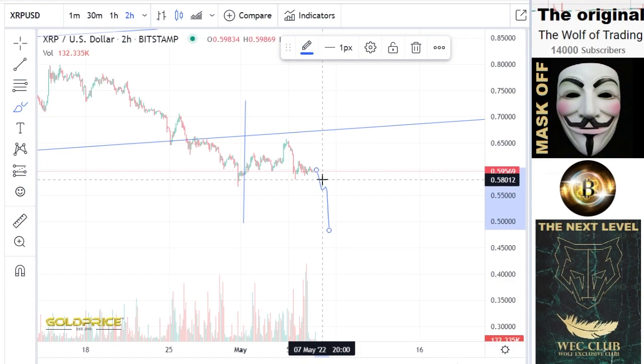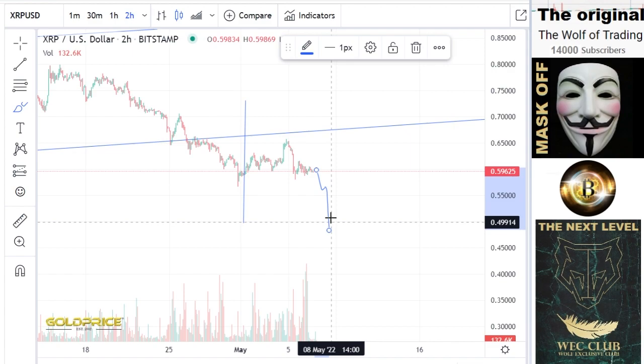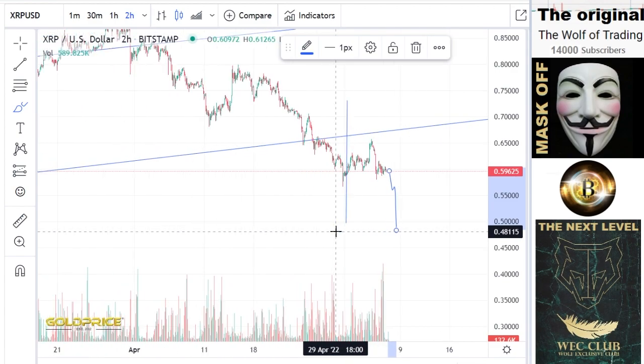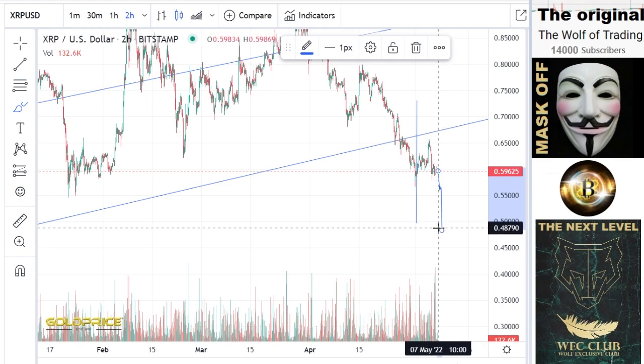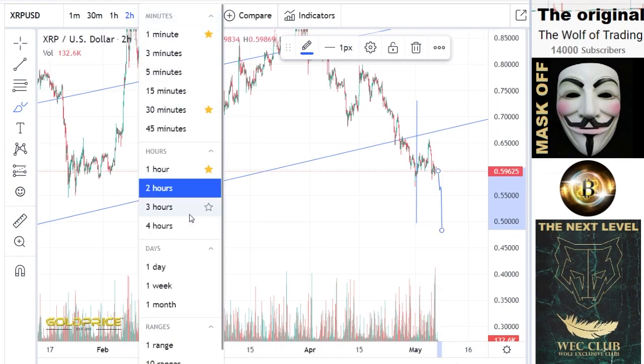58 cent. And if we break the neckline here, then we will go to 7 cent. Then we are landing here. This is the next structure, and this is here 48 cent or 49 cent.